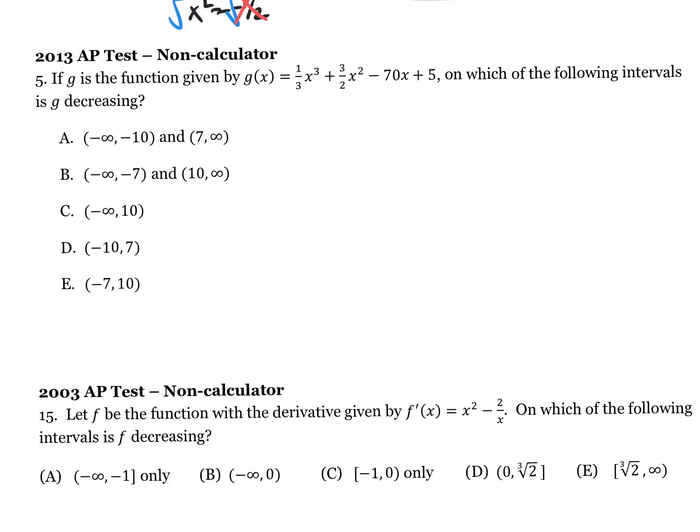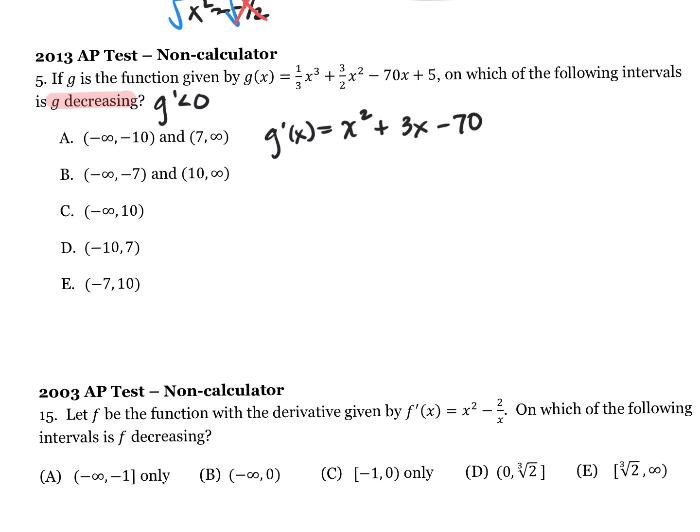All right, you guys. For a function to be decreasing, what does its derivative have to be? Negative. For g to be decreasing, g prime has to be negative. Here's what we got to go do. Let's go find g prime. g prime of x is what? 3 times the 3rd, 1x to the 2nd, plus 3 halves times 2. Those 2's are going to cancel. 3x to the 1st minus 7.